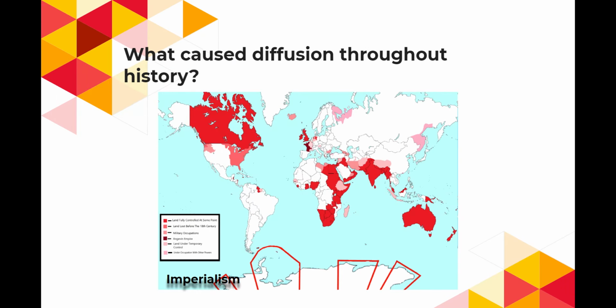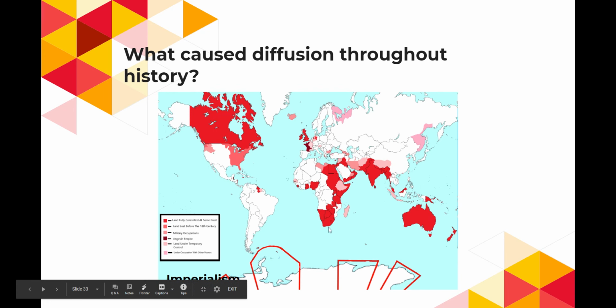All right, so let's talk about what has caused diffusion throughout history. One of the big causers of diffusion has been imperialism. This map shows us the extent of the British Empire. We see that word in a way in the word imperialism. We see empire in there, and imperialism is just a way a country is going to expand their reach beyond their borders.